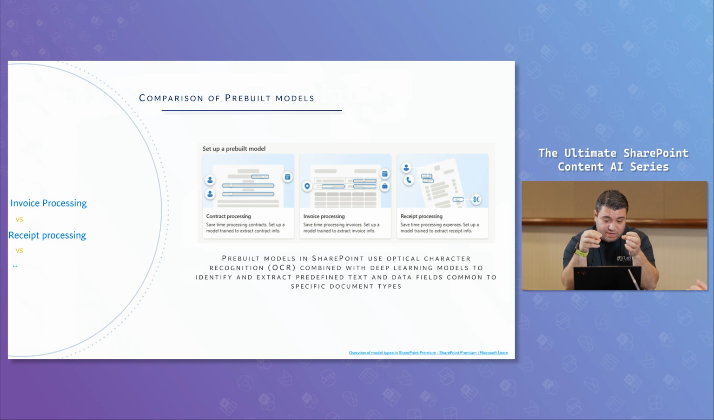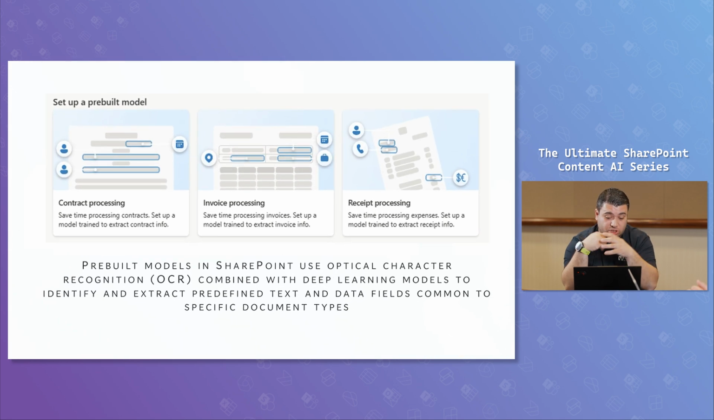There is only one definition that I really like, is like the pre-built models in SharePoint use OCR combined with deep learning models to identify and extract text and data fields common to your document types. What does that mean? That means that Microsoft will use deep learning and OCR to analyze your data and then bring that data into your columns, but you can only choose the ones that they create for you. So you're not able to add more columns. Shall I show that to you?